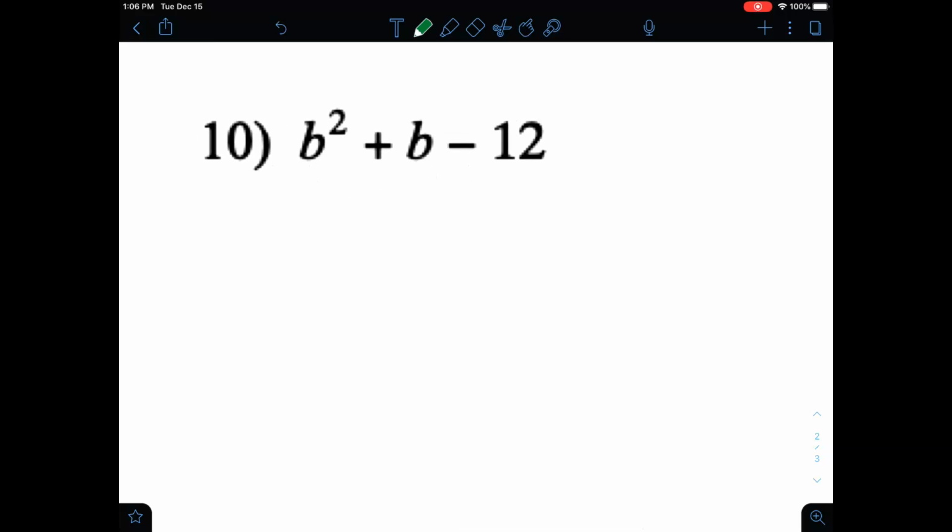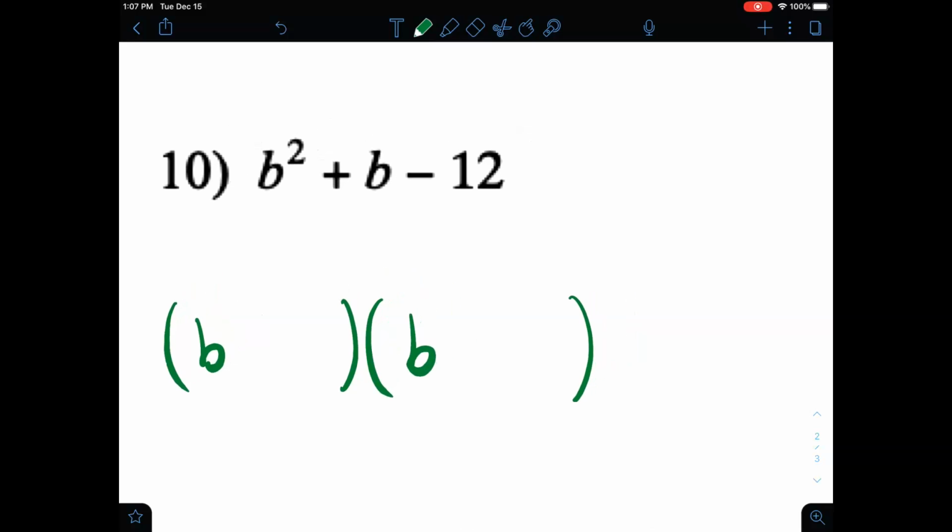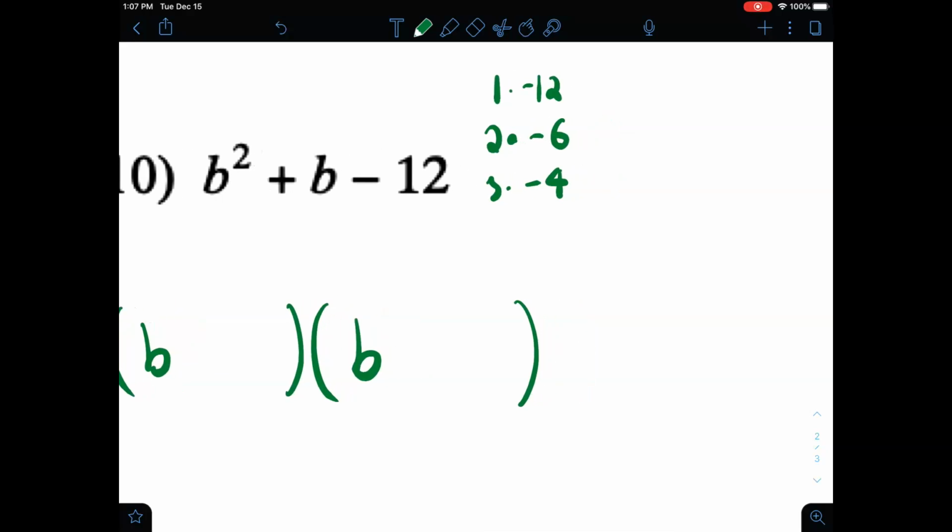We have b squared plus b minus 12. We are doing the smiley face method. So we need factors of b squared, which is going to be b times b. That's an easy one. We need factors of negative 12. So that's going to be 1 times negative 12, 2 times negative 6, 3 times negative 4, or also the reverse of all these. These could be reversed, any of these.